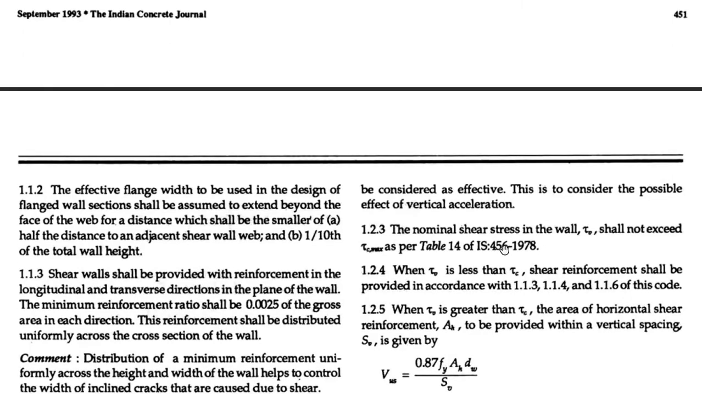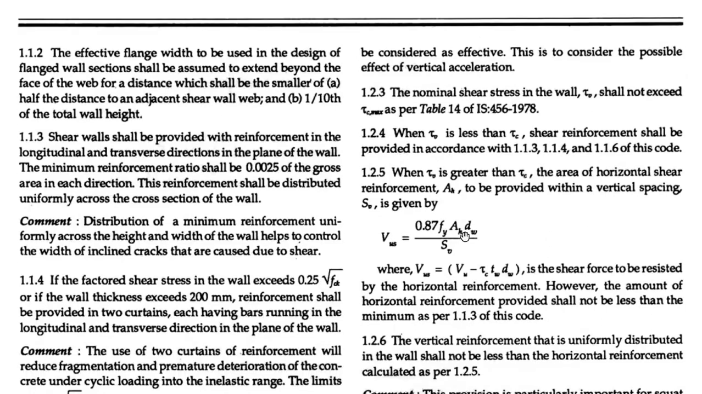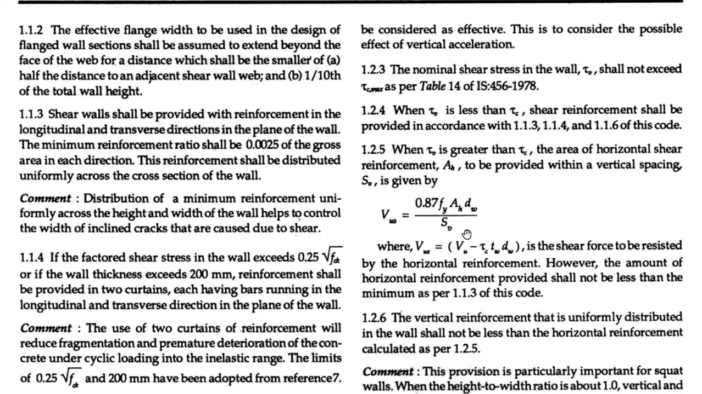Shear walls shall be provided with reinforcement in the longitudinal and transverse directions in the plane of the wall. The minimum reinforcement ratio shall be 0.0025 of the gross area in each direction. This reinforcement shall be distributed uniformly across the cross section of the wall. Fourth one, if the factored shear stress in the wall exceeds 0.25 root fck or if the wall thickness exceeds 200 mm, reinforcement shall be provided in two curtains, each having bars running in the longitudinal and transverse direction in the plane of the wall.